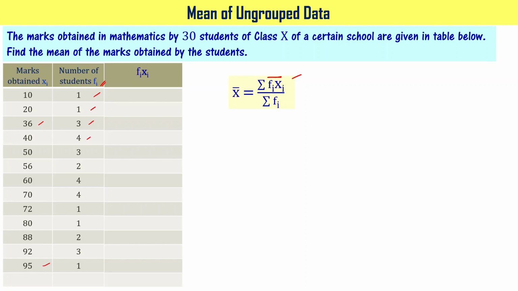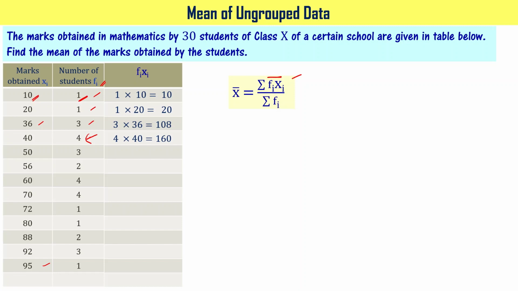F1 is 1 and x1 is 10, right? Now let's multiply and write it. 1 times 10 equal to 10. This is f1 x1. Similarly, f2 x2 is going to be 1 times 20, that is equal to 20. f3 x3 is going to be 3 times 36, that is equal to 108, right? f4 x4 is 4 times 40, that is 160. Like that, we can compute fi xi for rest of the numbers given.